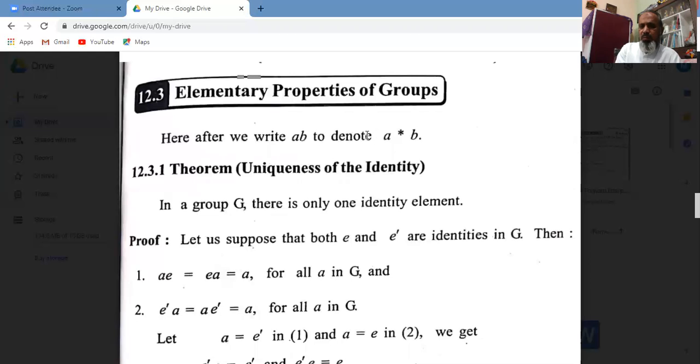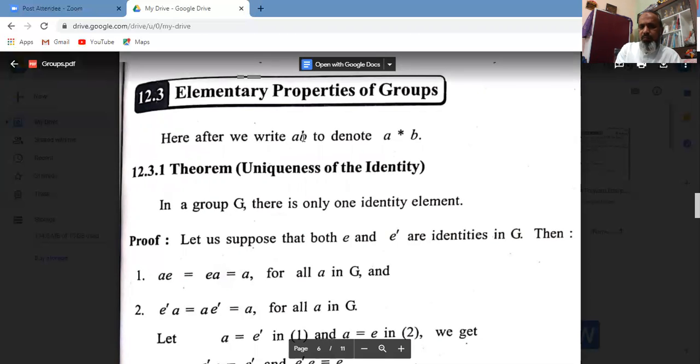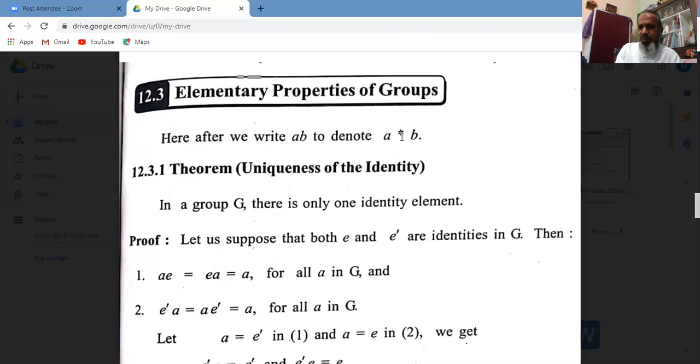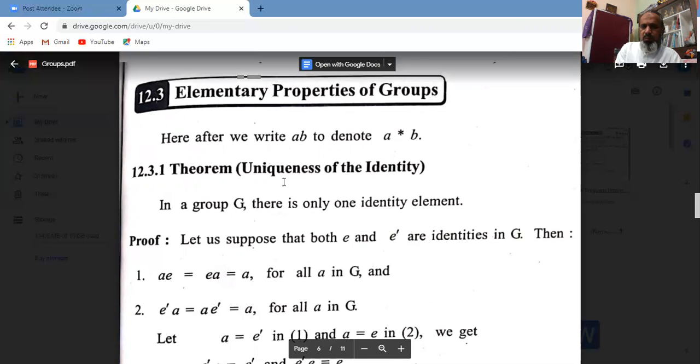A into B is nothing but A star B. So to avoid confusion, we are using the binary operation as multiplication. So this is the uniqueness of identity theorem.